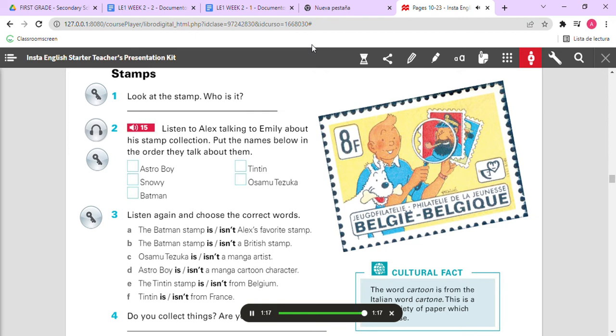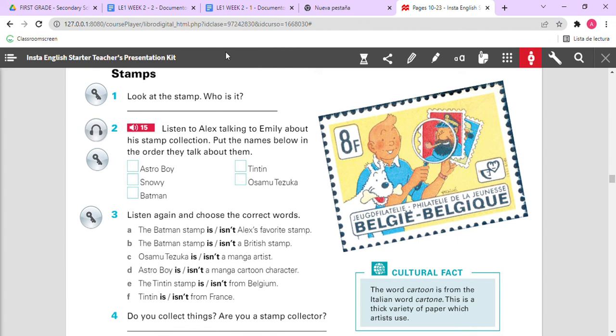Okay, class. So, activity number 2 and activity number 3 are from the audio activity. Number 4 is a personal question. Do you collect things? Yes or no? Second question. Are you a stamp collector? So you love collecting stamps? Yes or no? Okay. And finally, we have a cultural fact.